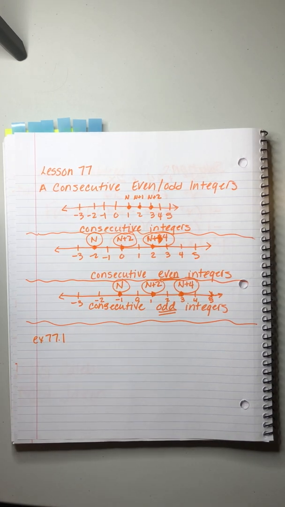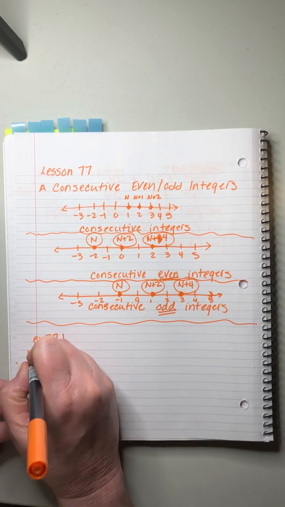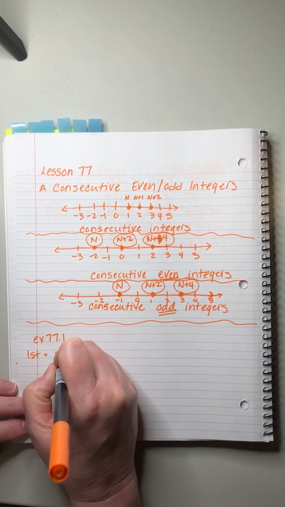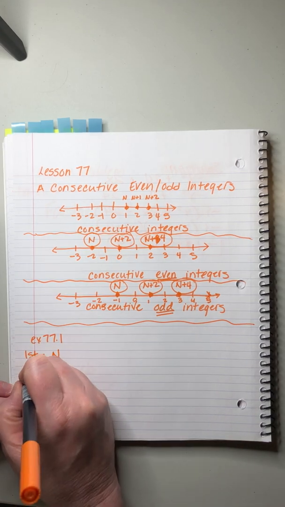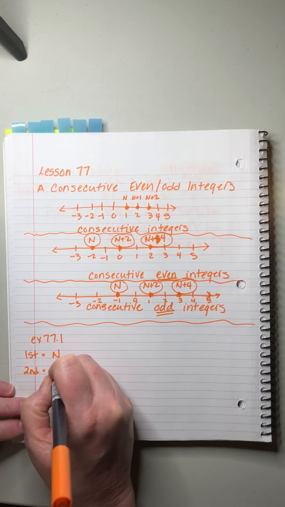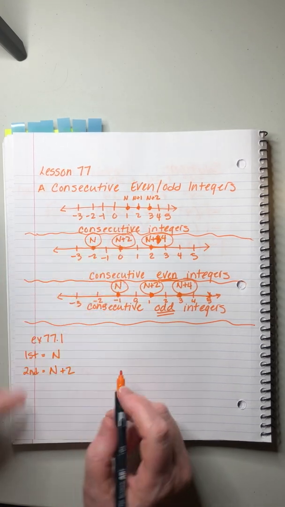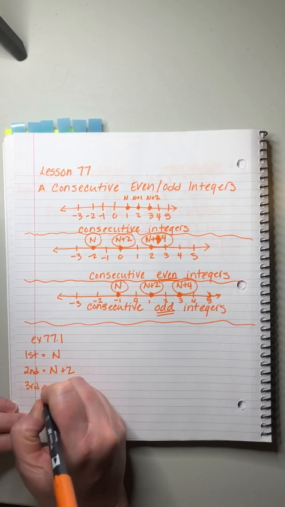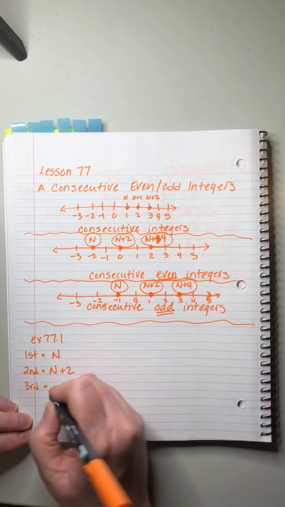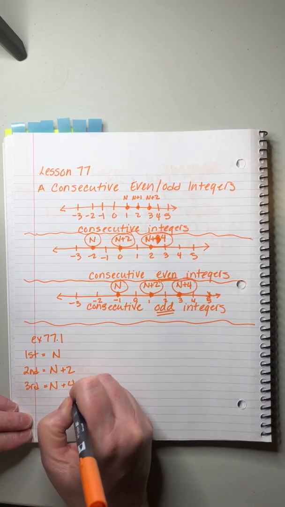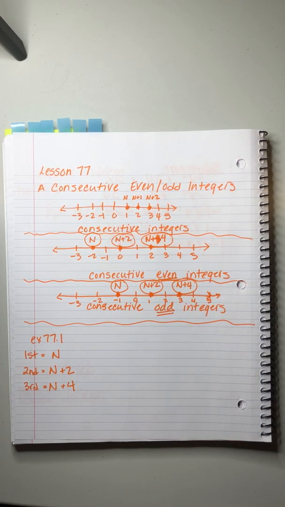Find 3 consecutive even integers such that blah, blah, blah. Let's set up the things first. The first is going to be n. That's the easiest one. The second is going to be n plus 2, right? Because we want to skip over one. And then the third will be not n plus 3, that was me being crazy, n plus 4. Make sense?